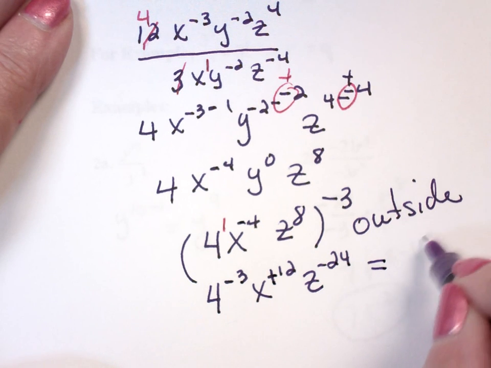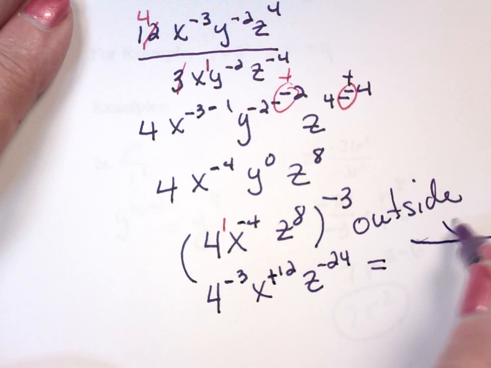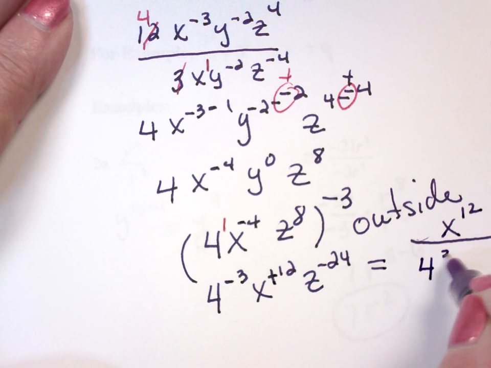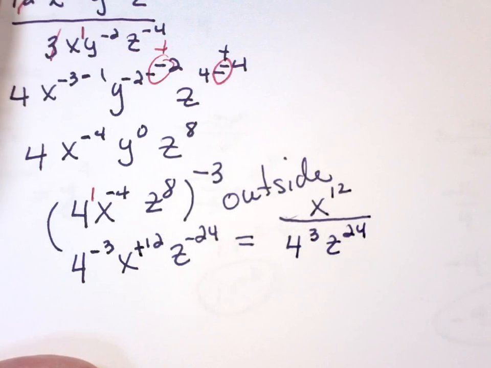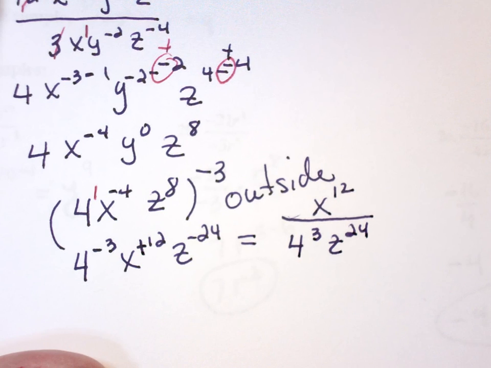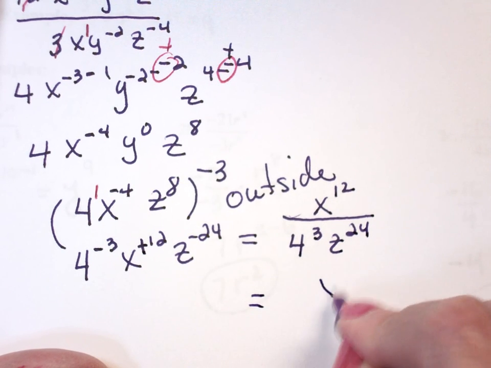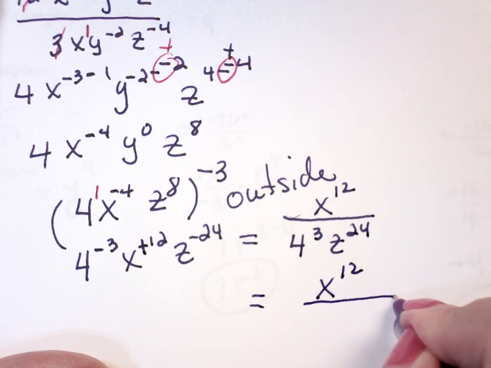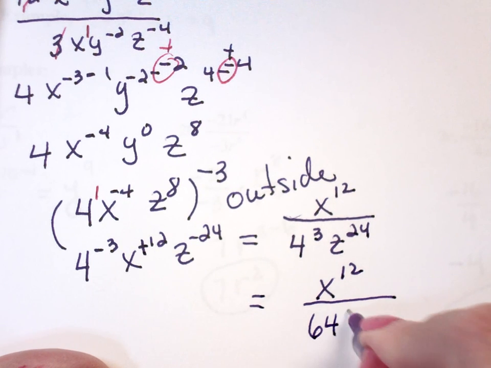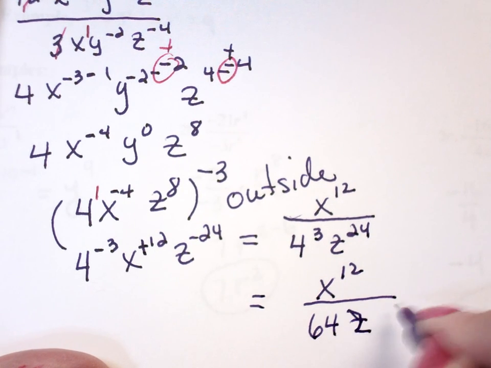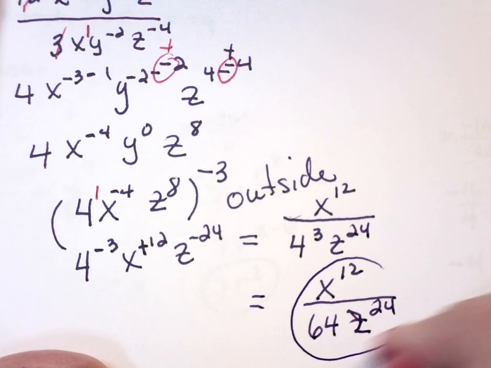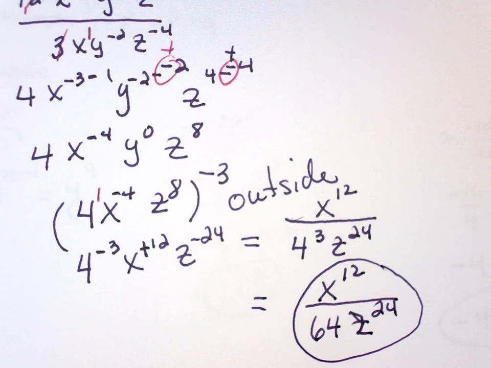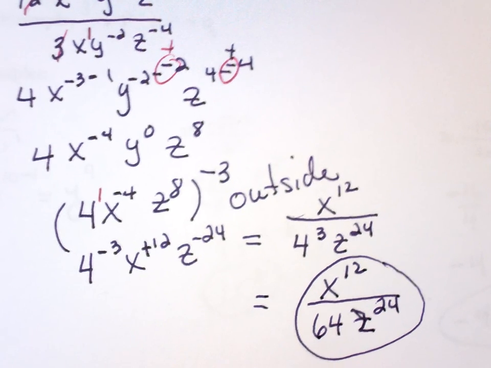So, in the numerator, you have an x to the 12. In the denominator, you have a 4 cubed and a z to the 24. You have an x to the 12, 4 cubed is 64, z to the 24. Yuck. That's the most complicated as it's going to get. That's good news.